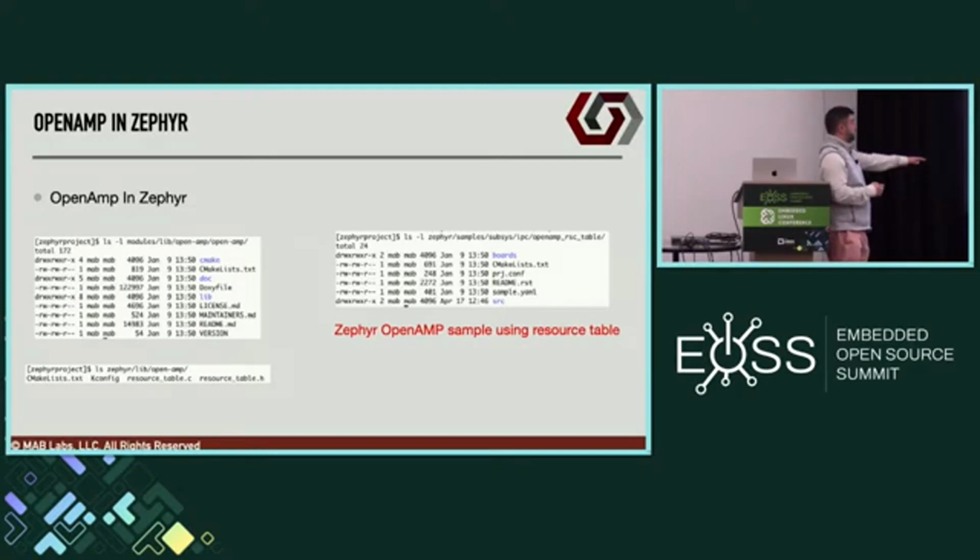And then we have the Zephyr implementation of OpenAMP, which is essentially this resource table, which we'll get into a little bit. And then there's an example that I use as my starting point in Zephyr, which is under samples/subsys/ipc/openamp_resource_table. So that was the starting point that I used for this particular effort.